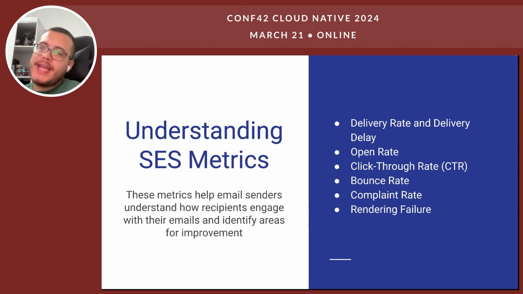So, delivery rate, the first metric here, is an SES metric that tracks the delivery rate, indicating the percentage of emails successfully delivered to recipients' inboxes. A high delivery rate ensures that emails reach intended recipients and are not lost or marked as spam. The open rate metric shows the percentage of recipients who opened the email. A higher open rate suggests that the email content is engaging and relevant to recipients.